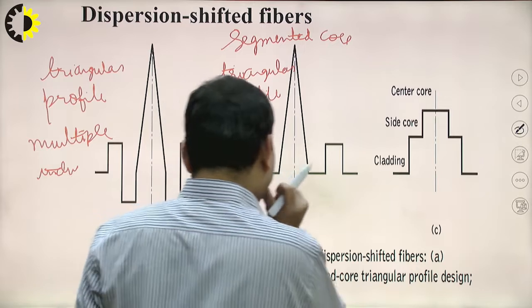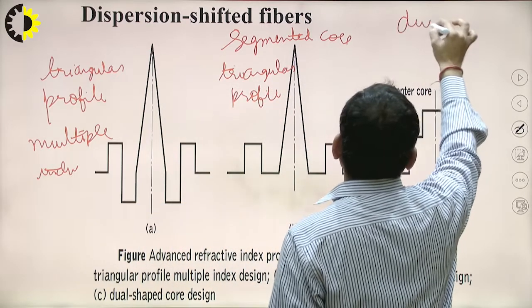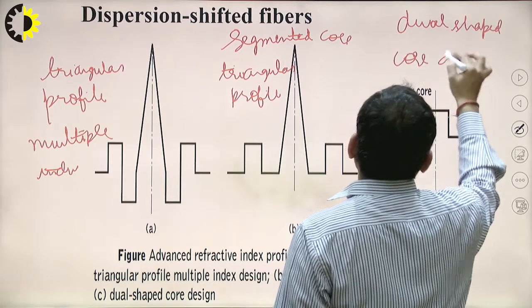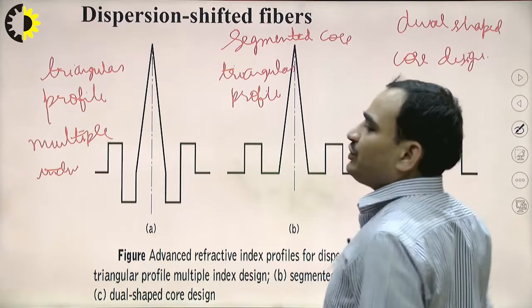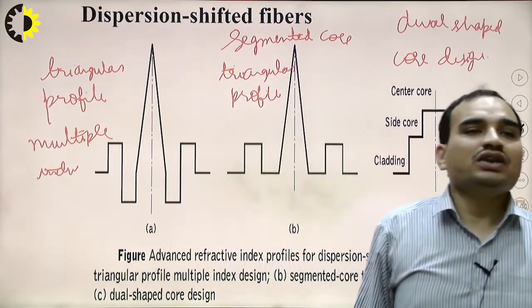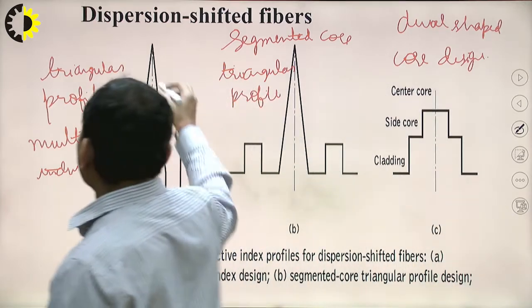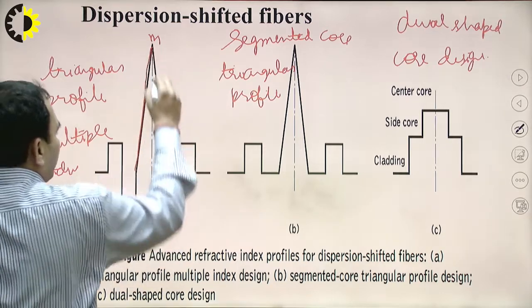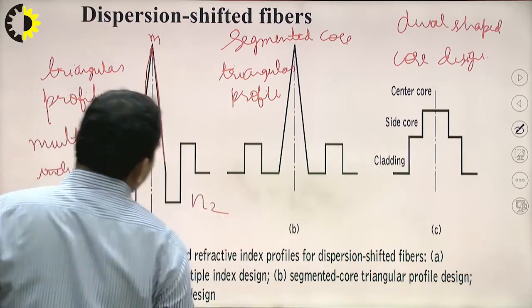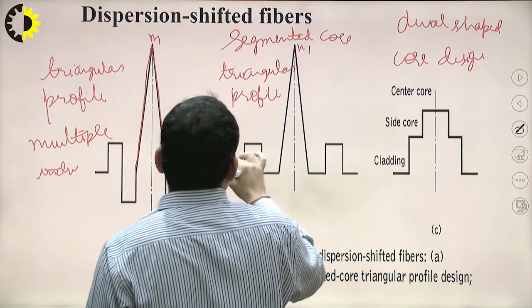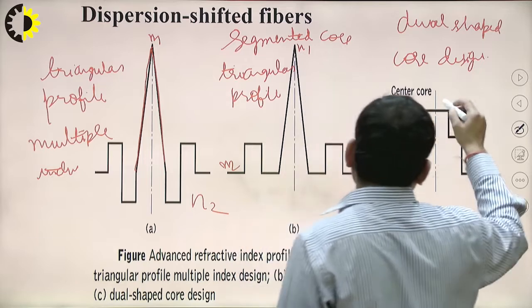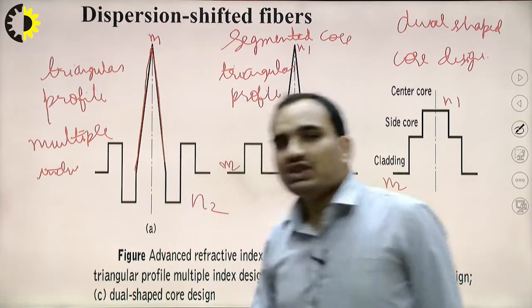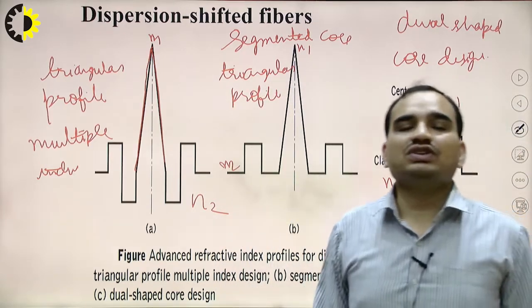Then we have the dual shaped core design. So these are the three refractive index profiles for the dispersion shifted fiber. Here we can see we have the maximum refractive index N1 at the center, then we start a triangular decrease, then we have the step that is N2. Similarly, we have N1 here, N2 here, where the center core is N1 and the cladding has N2. So this is the dual shaped core design. So these are the three designs that can be used for the dispersion shifted fiber.